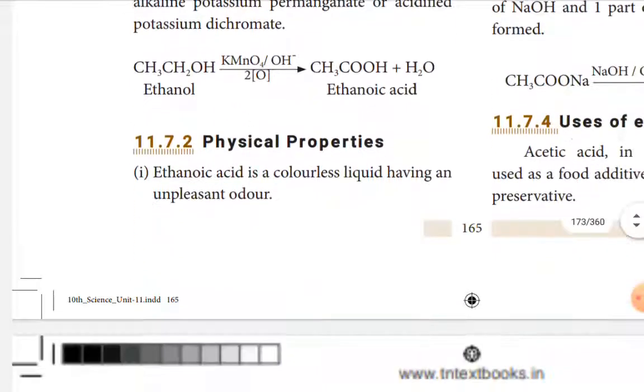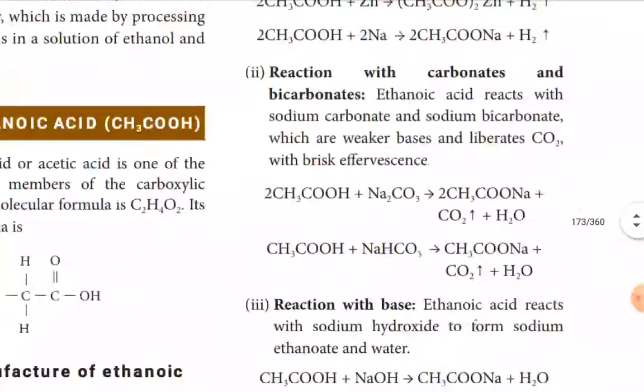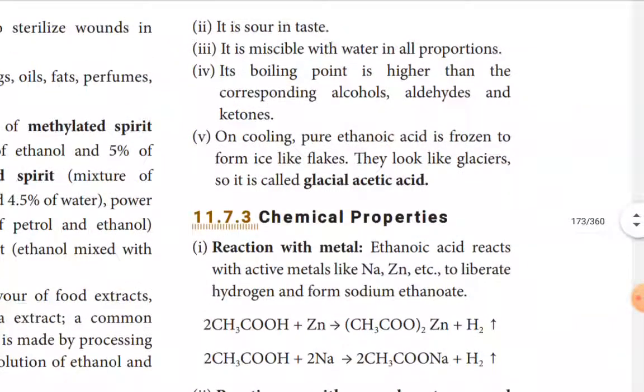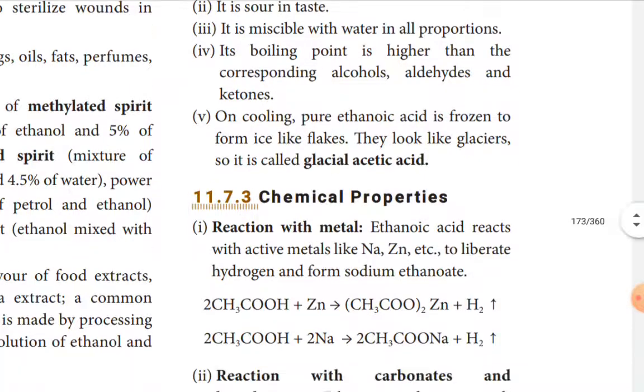And the physical properties we learned about: it is a colorless liquid with an unpleasant odor and a sour taste because it is an acid. It can be dissolved in water in all proportions, and its boiling point is higher than alcohol and aldehyde. The cooled pure ethanoic acid turns into ice-like flakes, which are called glacial acetic acid.